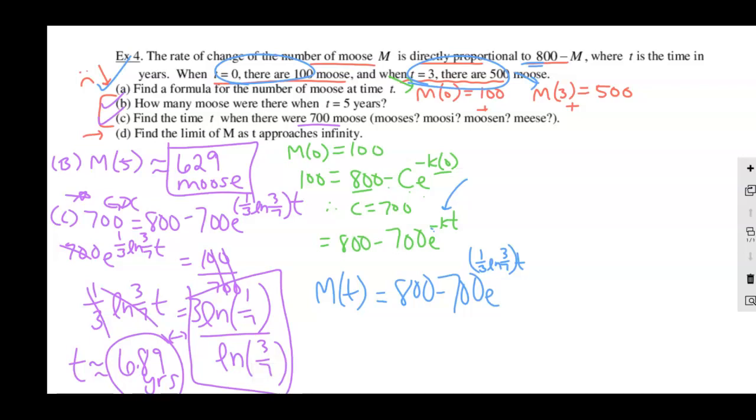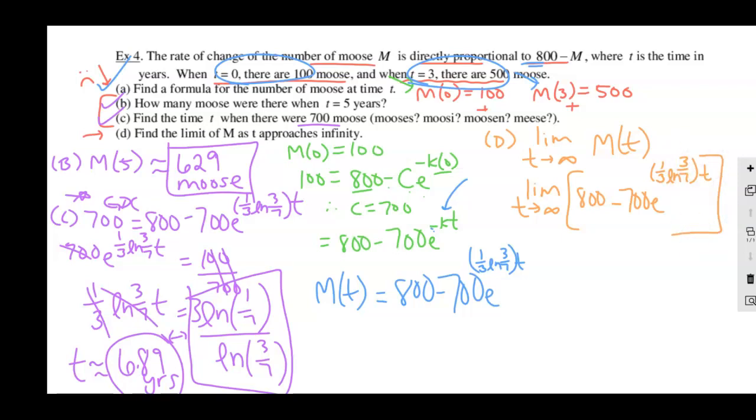Let's just do this last part really quickly before hopefully the announcements come on and rudely interrupt me. Again, part D wants us to take the limit as t approaches infinity of my population function, of my m function. So here we go, limit as t approaches infinity. Let's plug that in. So we had 800 minus 700e to the 1/3 ln of 3/7 t.